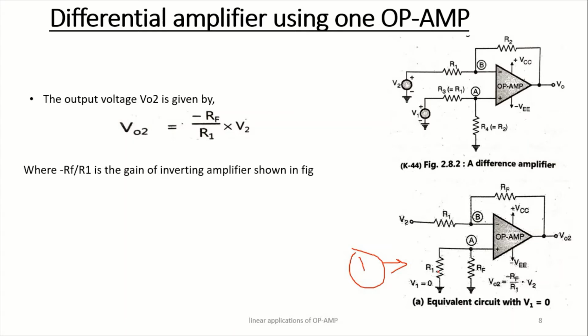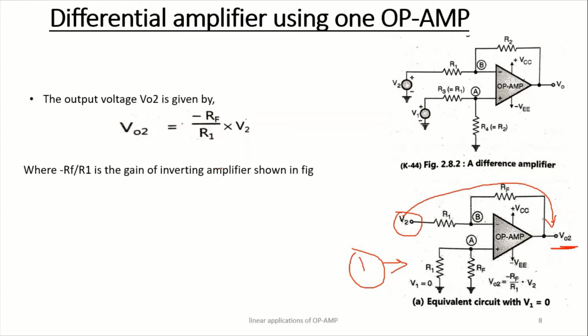The output voltage due to only V2 can be denoted as V02. Only the V2 input is present, so the output is obtained only due to this V2. Therefore the output voltage is denoted as V02, and V02 is given as minus RF upon R1 into V2.